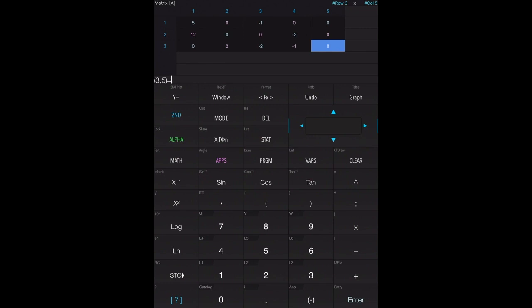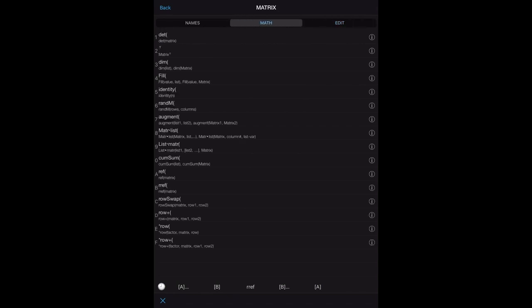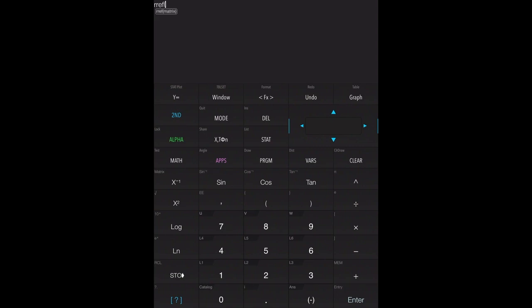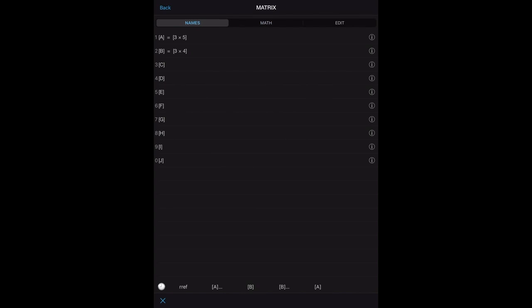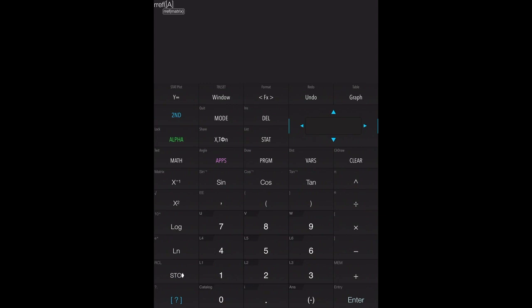So I did this in matrix A, as you can see in the top left corner. What I need to do now is hit second and the quit button right next to it to get back to the home screen. I've already stored the matrix into matrix A. Remember that we need to go back into the matrix menu to get the RREF feature. So I'm going to hit second, matrix. I'm going to go over to math this time, and I'm going to select RREF, the two R's. And it tells me, tell me which matrix you want to RREF. So I hit second, matrix. I go this time to names, because this is where I can select the matrices. Edit is where I edit the matrix. Math is all the operations I can do on the matrix. Names is where you select. So I want to select matrix A, and I'm going to RREF this.